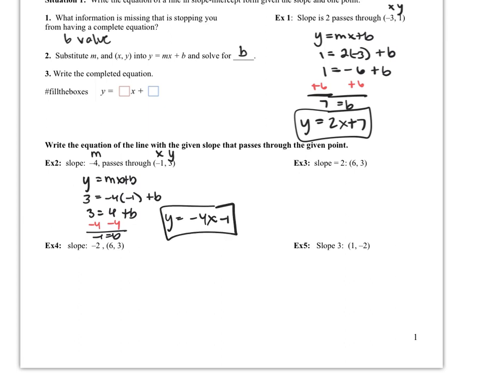So your next task is to try examples 3, 4, and 5. In each case, you're going to start by writing your equation y equals mx plus b. You're going to replace y with the y value of the coordinate. You're going to replace m with the slope. And you're going to replace x with the first number in the ordered pair. Then you're going to figure out what b equals, and your final equation should be the y equals mx plus b equation with the m and the b substituted in. Pause the video, press play when you're ready to check your answers.